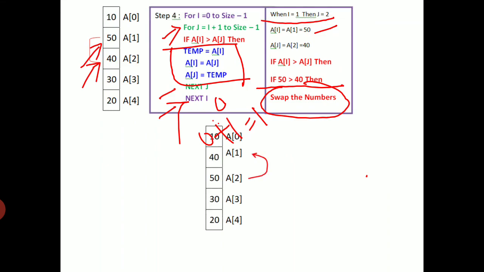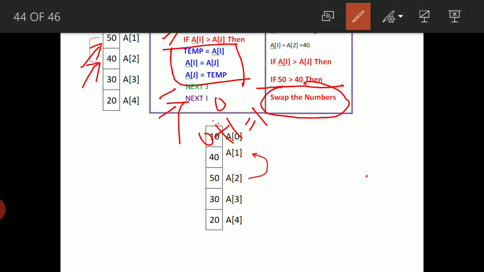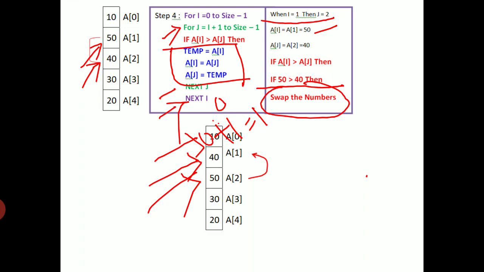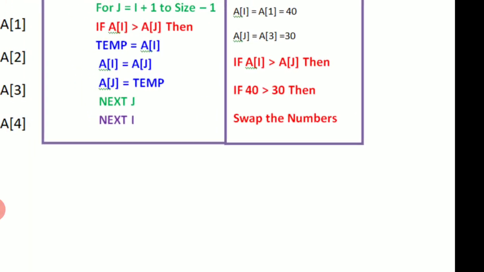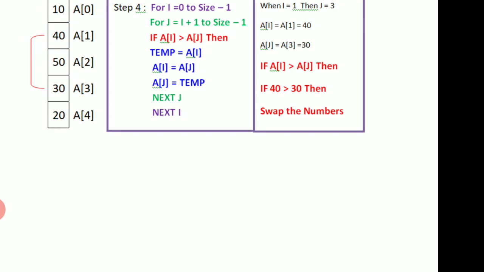Now what happens here? In the first place we have got 10. In the first position we are going to have 10. In the second position we are going to have 40 because it is swapped, and in the third position we are going to have 50. But still it is not settled, isn't it? Now j is going to be incremented. What happens now? j becomes 3. j becomes 3, i remains 1.